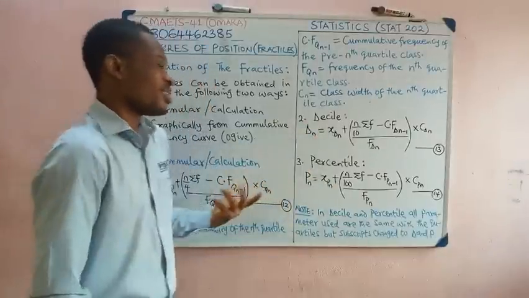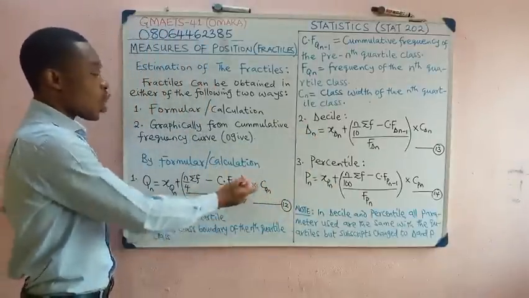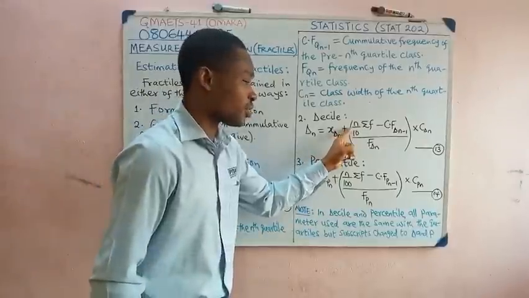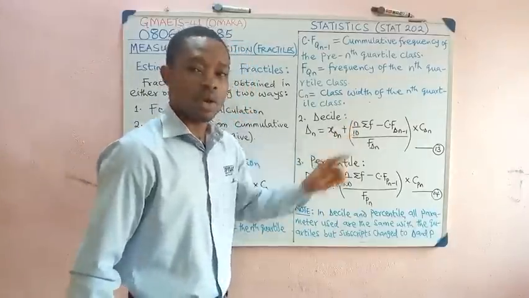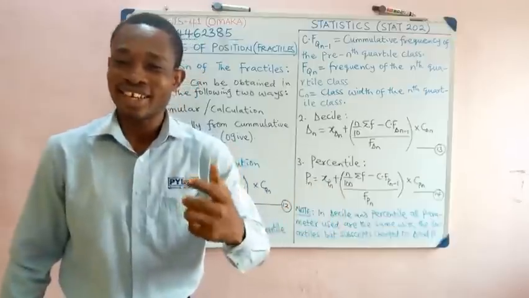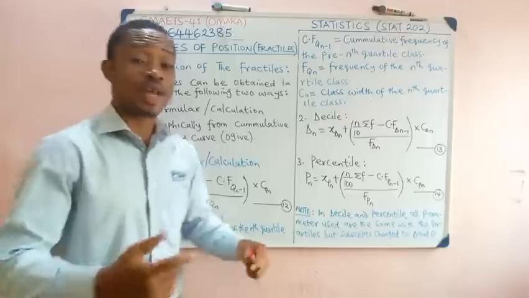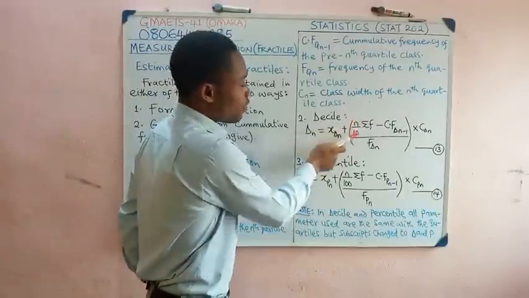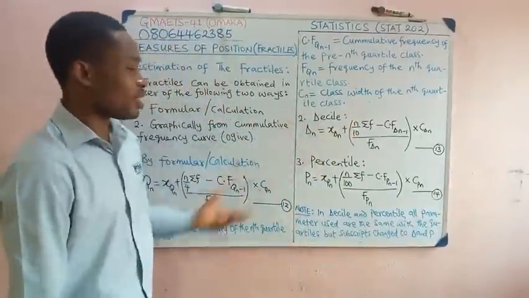Now let us look at the decile. To obtain the decile, it's still the same thing. Come to this formula, replace all Qn's with what? Dn. Then again, please watch around here. This is n over 10. Why? Because decile divides the distribution into how many equal parts? 10 equal parts. So if you want to calculate a particular decile, let's assume the 5th decile, in place of this n, you put 5 over 10. Is that okay? The formula is essentially the same.